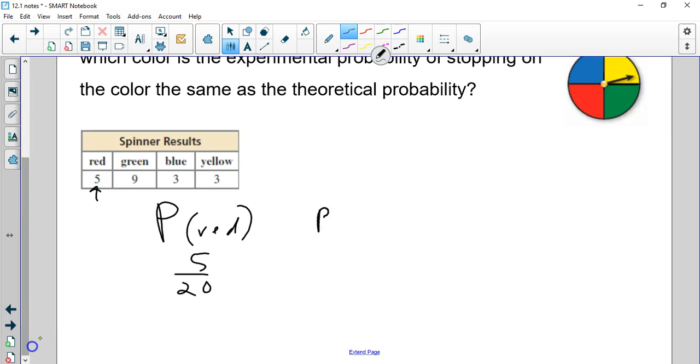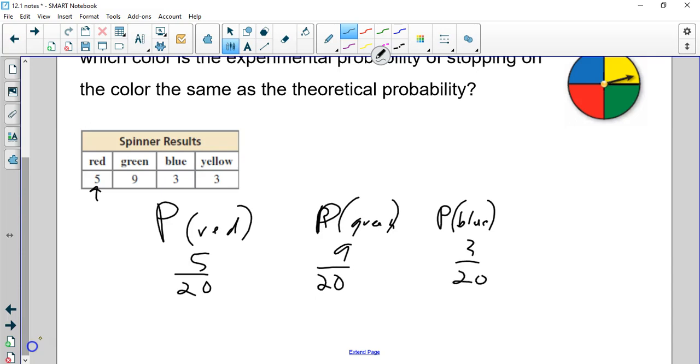The probability of green, well, that's 9 out of 20. Probability of blue, that's 3 out of 20. And the probability of yellow is also 3 out of 20.